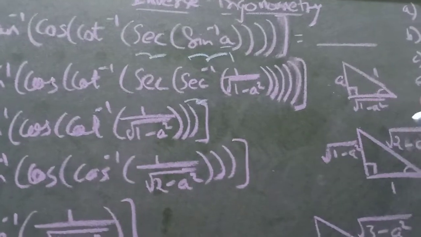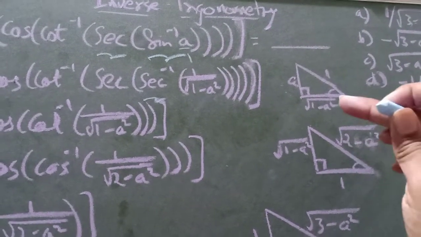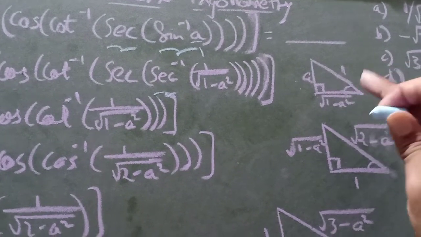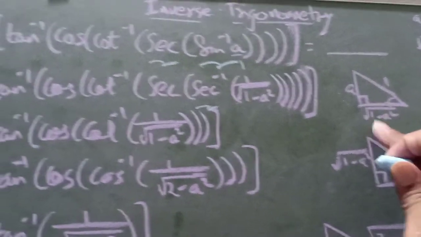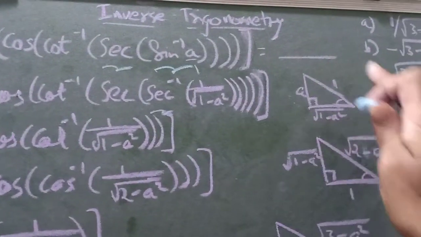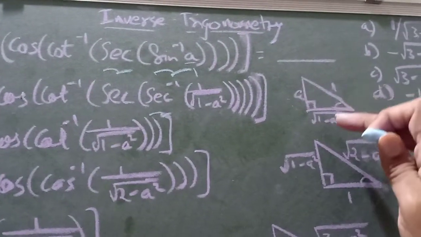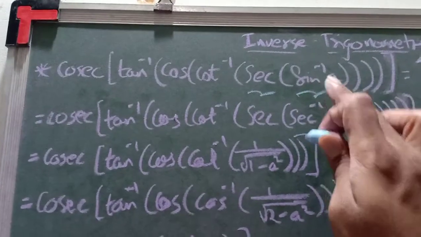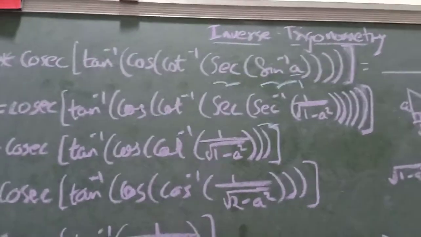So from this right angle triangle, if you want to convert to sec inverse, sec definition means what? Cos is adjacent upon hypotenuse. So sec will be hypotenuse upon adjacent. So I can write sine inverse of a as sec inverse of 1 upon root of 1 minus a square. So in place of sine inverse of a, we have written sec inverse of 1 upon root of 1 minus a square with the help of the right angle triangle.